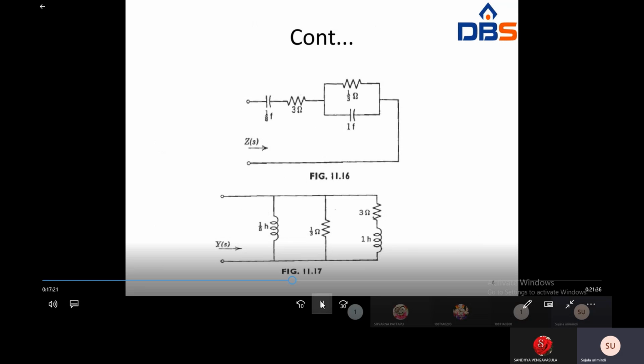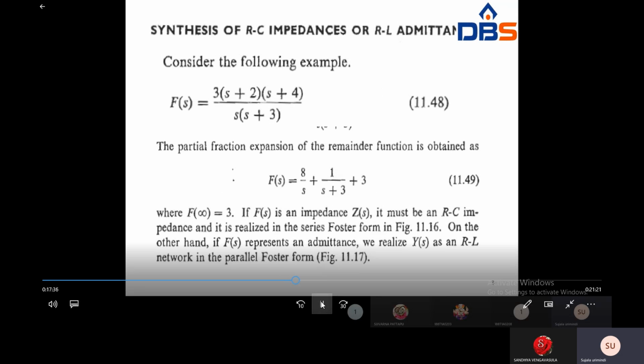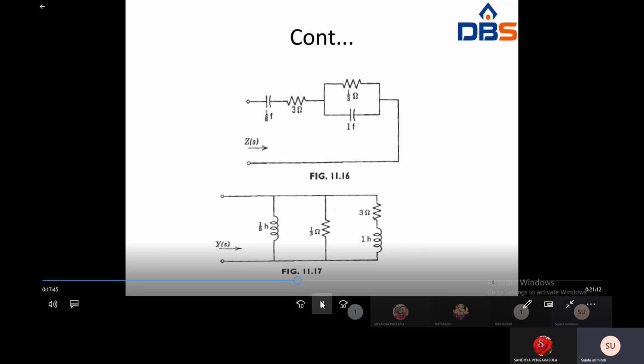So when you come to 1 by s in the impedance form, 1 by s is coming from the capacitance. So we have taken 1 by s as capacitance. Next one is 1 by s. Again 1 by s is there, so 1 by s means again it will be capacitance in the impedance. So you get the capacitance again.